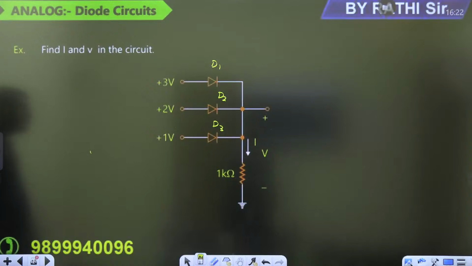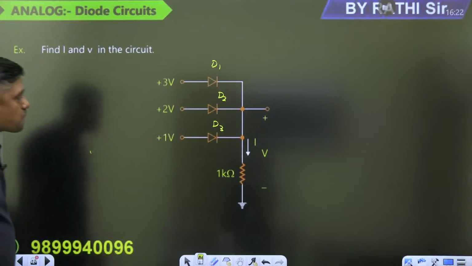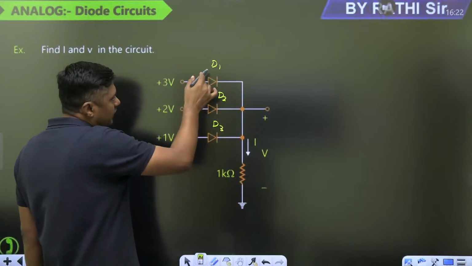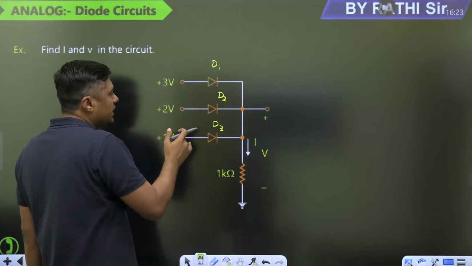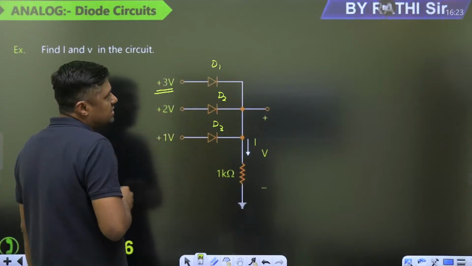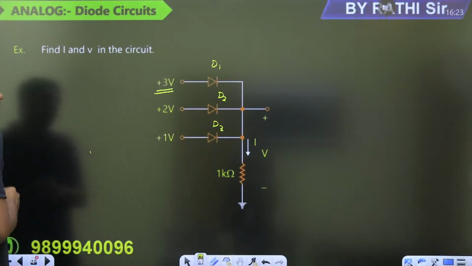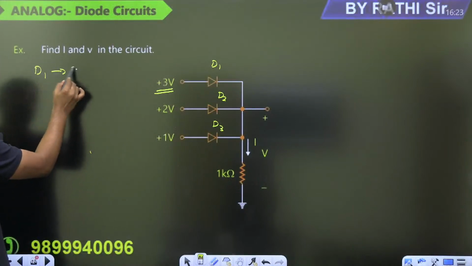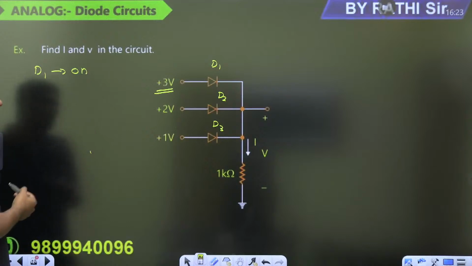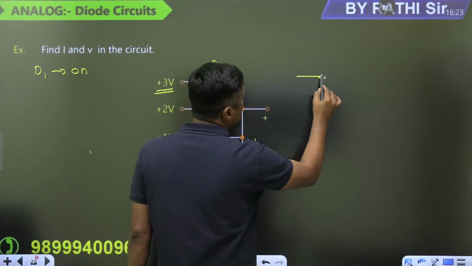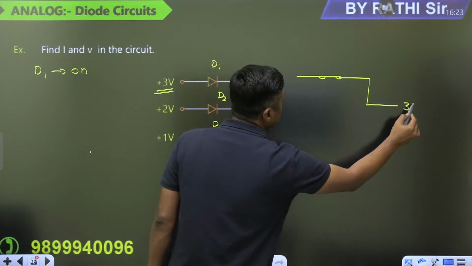What about the state of the diodes D1, D2 and D3, on or off? And you have to find the value of I and V. Then remember, if the positive side voltages are connected, always check the highest voltage. What is the highest voltage? 3 volt. Because of this 3 volt, D1 is on. I always check the highest voltage. Once D1 is on, this voltage will become 3 volt because it will act as a short circuit.